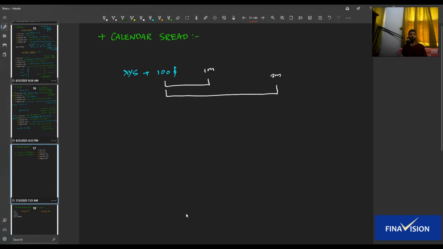Okay. So let's say once again, the stock is XYZ. Let me write XYZ here. The stock is XYZ. The price is again $100. There is a 1 month option.